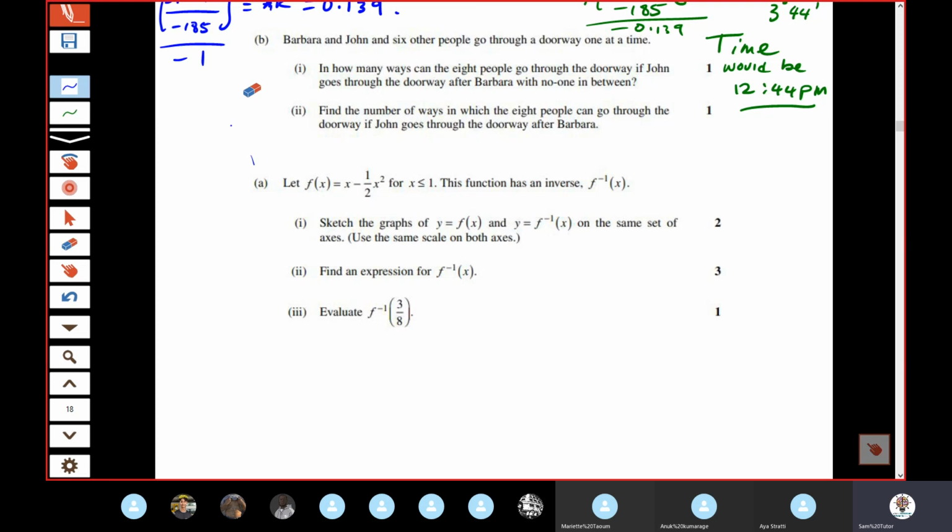I had in how many ways can 8 people go through the doorway if John goes through the doorway after Barbara with no one in between? Well, my interpretation of that. Okay. 5, 7. What do you reckon? Anyone else have a different answer? Or we're happy with one of those? Does anyone actually understand what is happening and wants to say an answer?